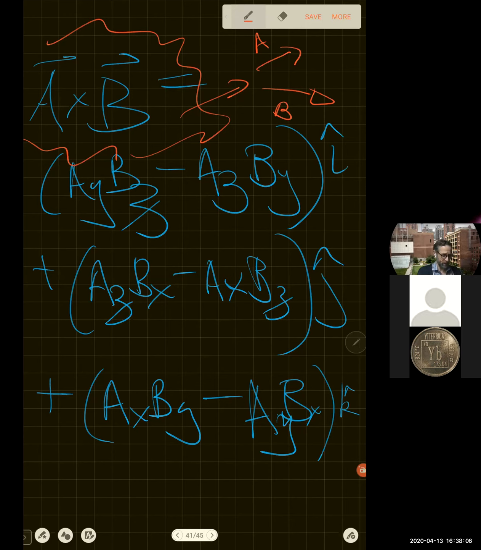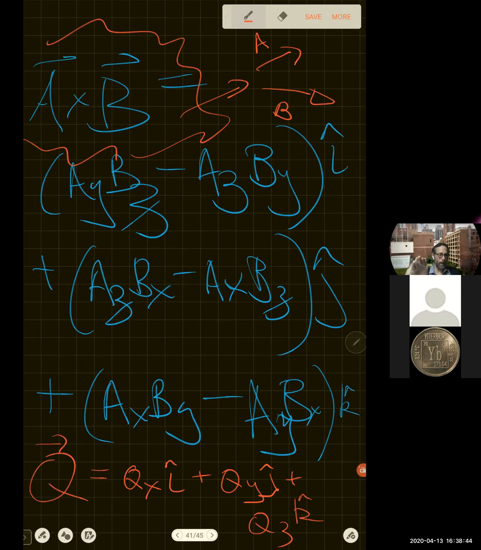Now, to jump to the chase, that's a lot of talk, but remember, any random vector Q, we're saying, can be thought of as some number along the x-axis plus some different number along the y-axis plus some different number along the z-axis. Each vector A can be thought of that way, like an x piece, a y piece, and a z piece. And vector B can also be thought of that way.